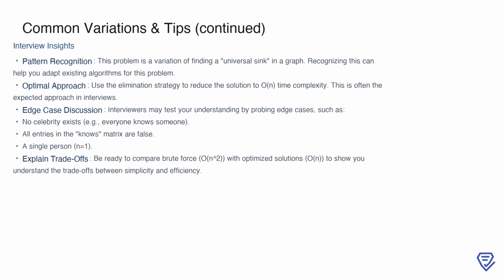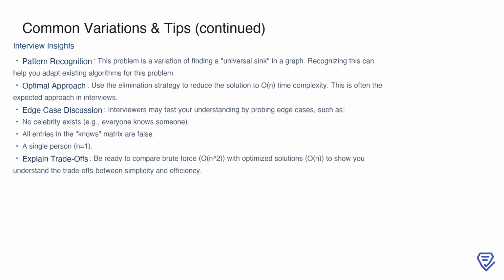This problem is often a variation of finding a universal sink in a graph. Recognizing this pattern can help you adapt similar algorithms to solve it effectively. The most optimal approach is the elimination strategy, which operates in O(n) time complexity. This is typically the expected method in interviews, so it's important to master it.